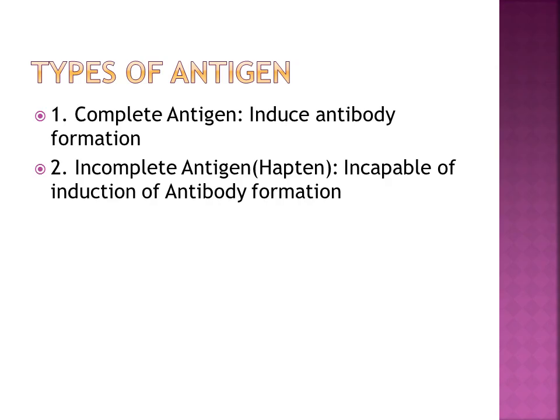Types of antigen. So there are two types, complete antigen and incomplete antigen. Complete antigen, when it induces antibody formation, it is called as complete antigen, and incomplete antigen is also called as hapten. So it is incapable of induction of antibody formation.